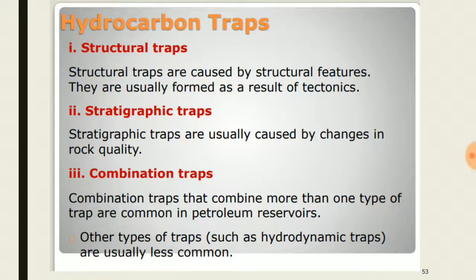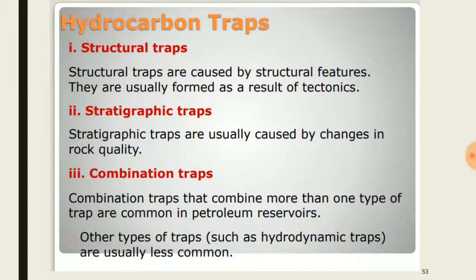So for hydrocarbon traps, as we have said, the first one is the structural trap. The structural trap is formed as a result of tectonic movements. So structural traps are caused by structural features that are usually formed as a result of tectonic movement, and you will see examples and pictures of this structural trap in the next slide. Also, there is the stratigraphic trap. Stratigraphic traps are usually caused by change in rock quality.